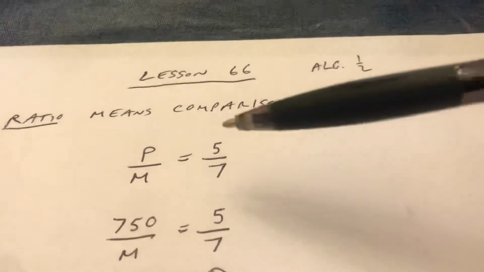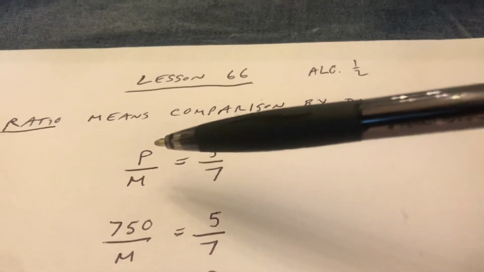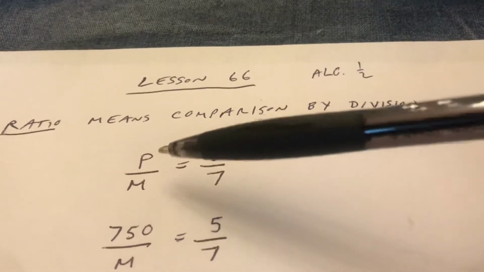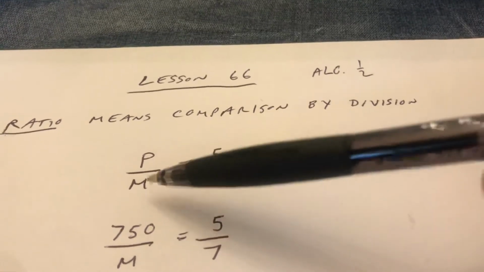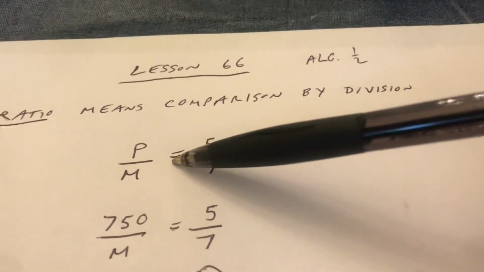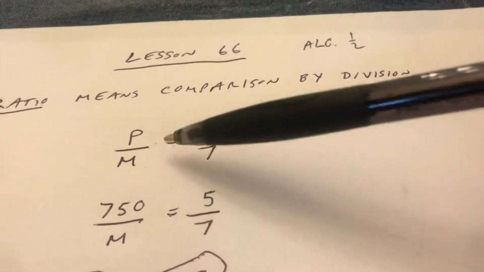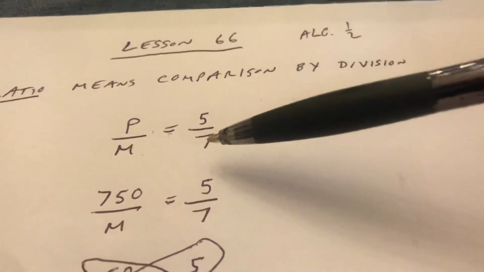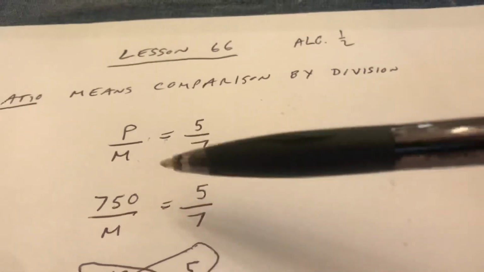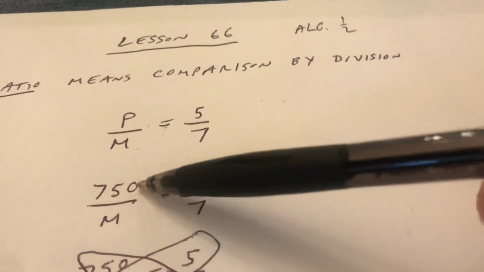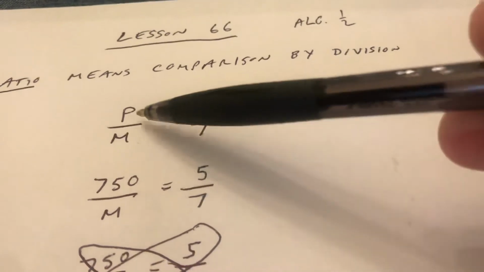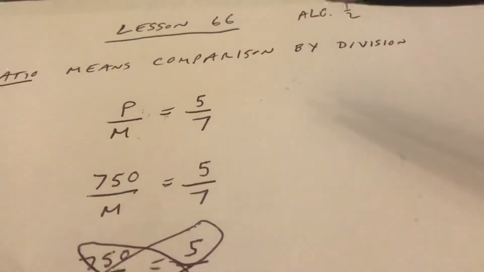It says the ratio of the number of parrots to the number of macaws. So ratio parrots to macaws was, which is the past tense of equal, 5 to 7. Parrots is to macaws is 5 to 7. Then they ask how many macaws when the parrots were 750. So instead of P, we write 750.